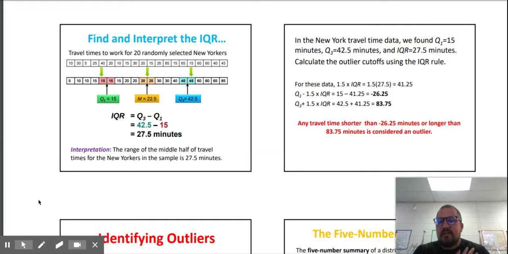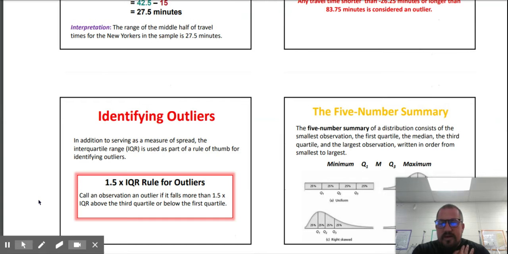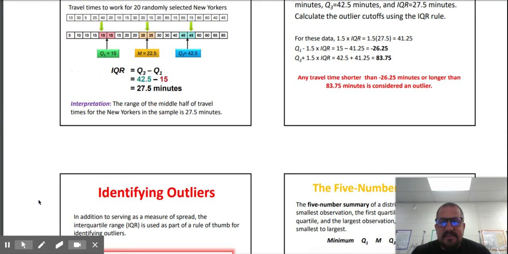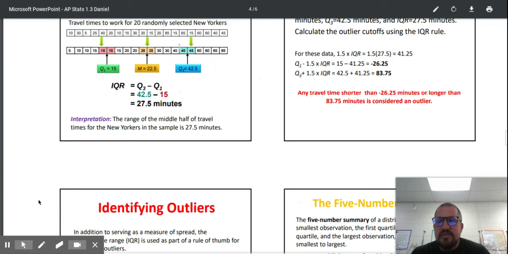So now we go back and look at our data. Is there anything there? And what we notice is that you see that time of 85 minutes, right? So you see the 85 minutes would be considered a high outlier.